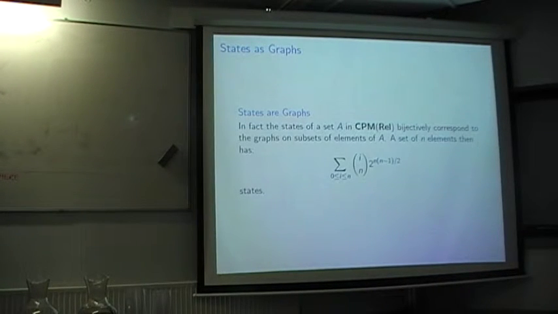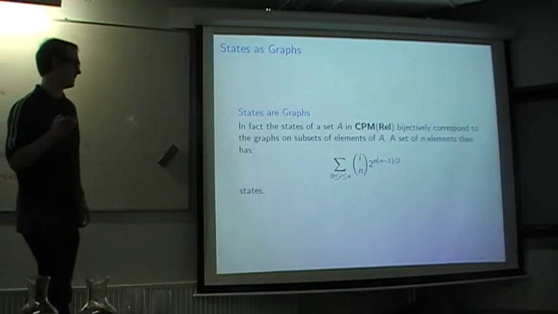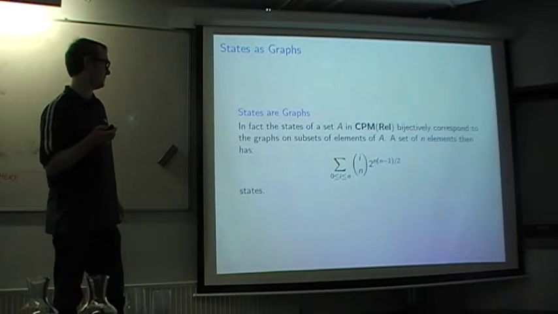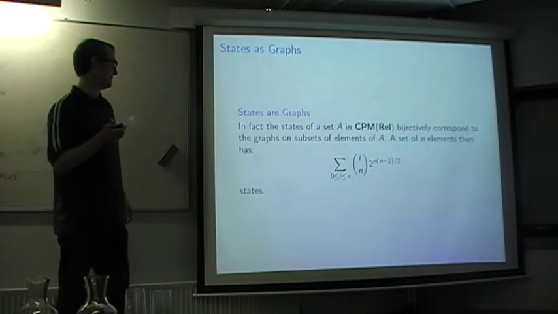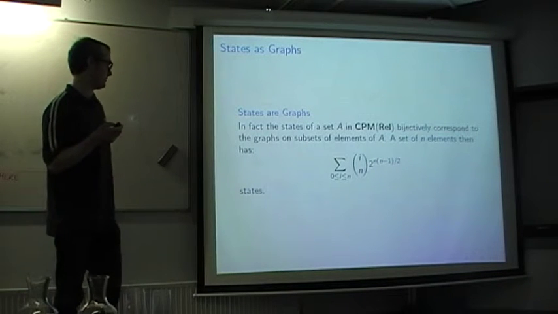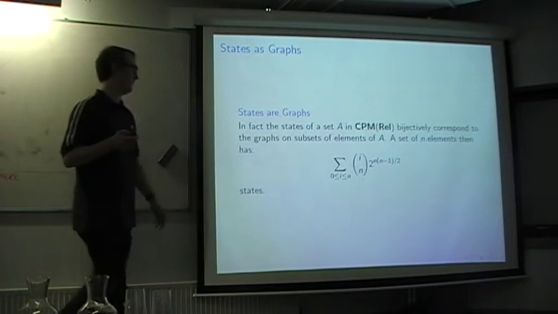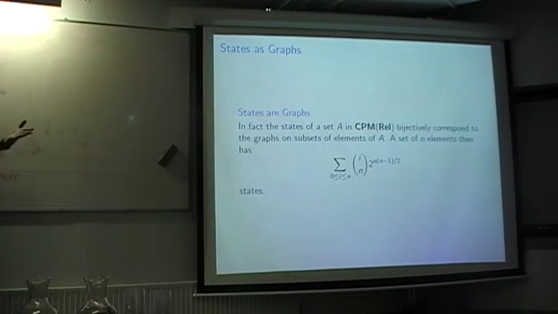Okay, so it turns out after a little bit of work that these graphs are actually in bijective correspondence with these relations that we saw earlier. And that means that we can answer this counting question. So this formula here, which I won't expand on, basically says if you tot up all the subsets of the set that you're interested in, and then take all the graphs that you can build up of the appropriate type on them, and then add them all up, that gives you the number of states that you're interested in.